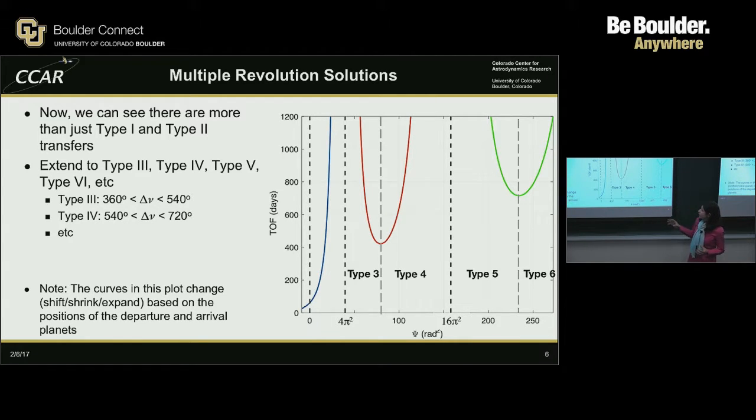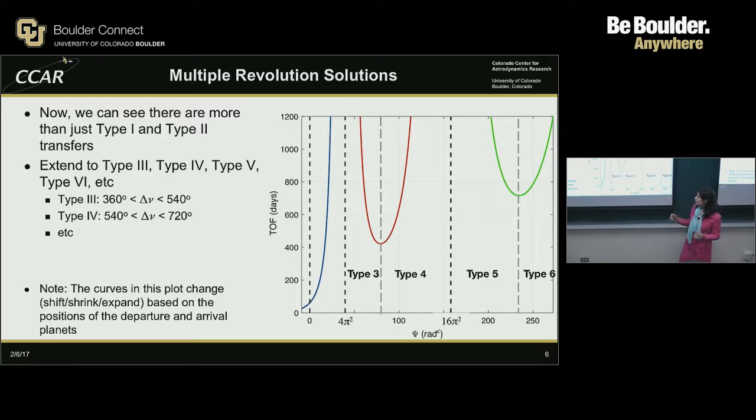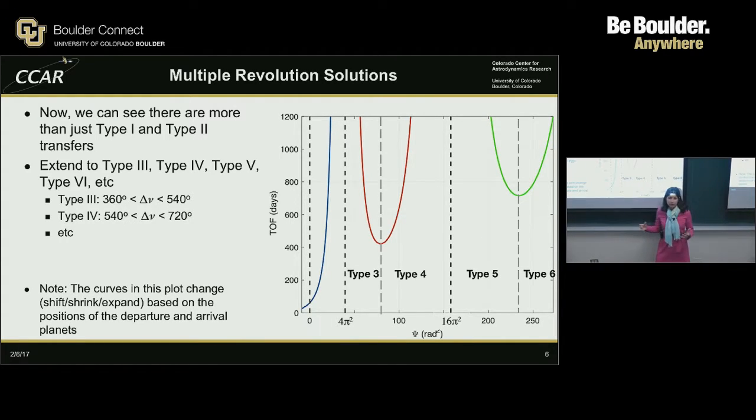And one thing I did want to note is the curves of this plot, the basic shape is going to stay the same, where you've got this kind of almost parabolic or hyperbolic looking shape here, and then almost parabola-like shapes. They will shrink or shift or expand based on the different departure and arrival points. Because, obviously, where you actually have a hyperbolic time of flight is going to be different based on the positions of the planets.